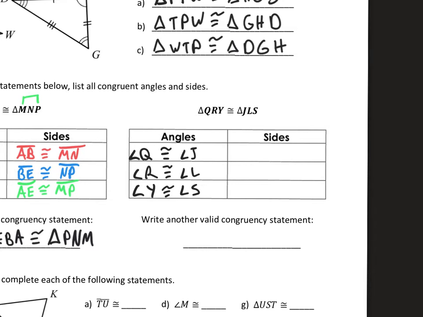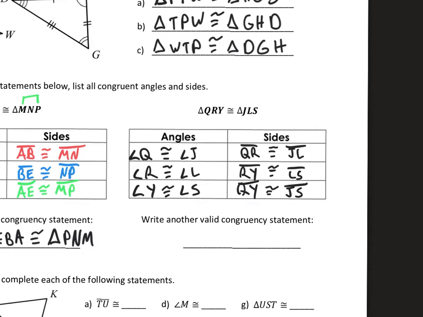I'm just going to list all 3 sides in Q, R, Y. So QR, RY, and then the first and third, QY. And those are congruent to JL, the first 2, and then LS, the last 2, and then JS, because that's the first and third.